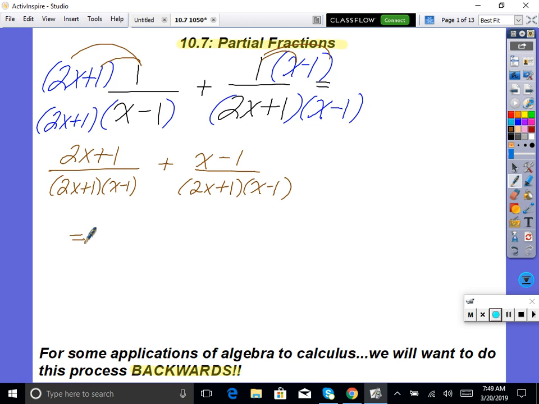We would just combine like terms in our numerator. So 2x plus 1x is 3x. Do you agree? Positive 1 plus negative 1 is gone, right? And that's all over the common denominator of 2x plus 1 times x minus 1. That's our answer. Now what a partial fraction is, is that exact process, but backwards.